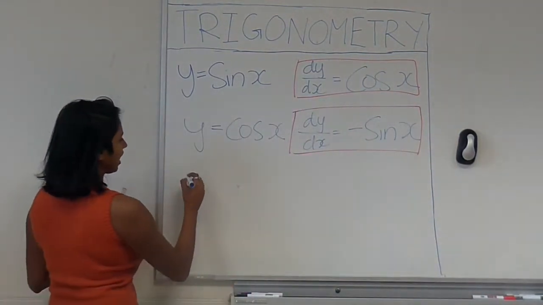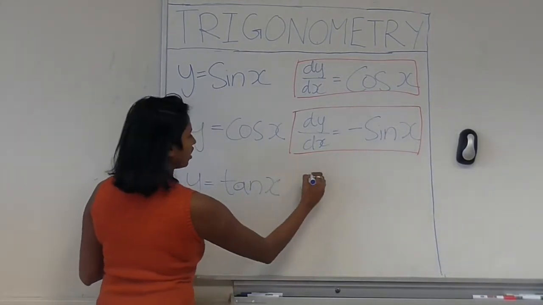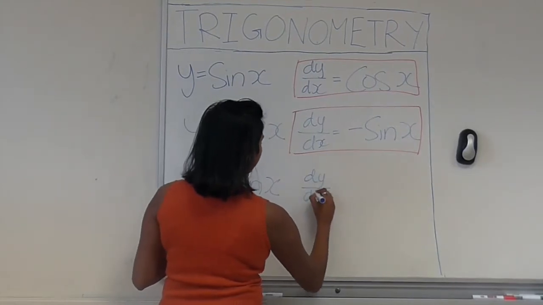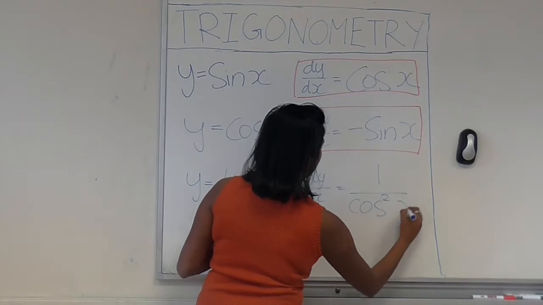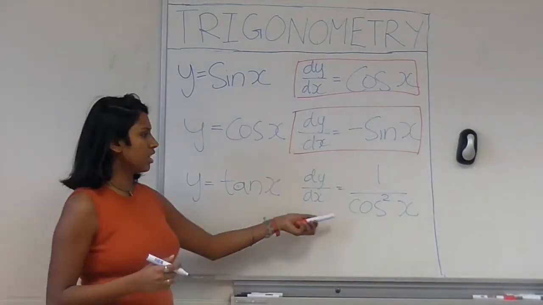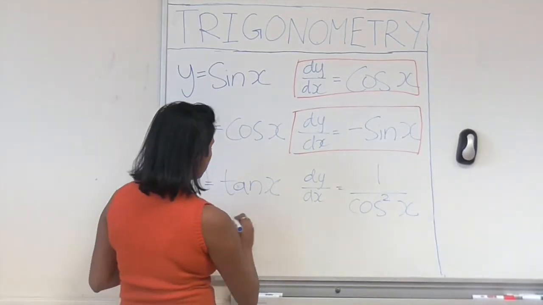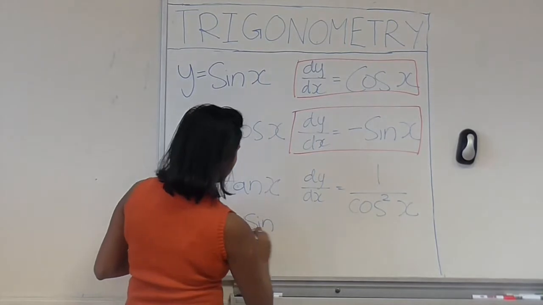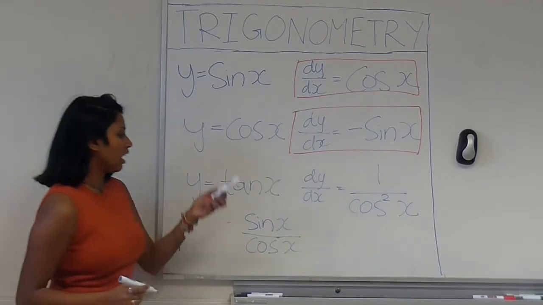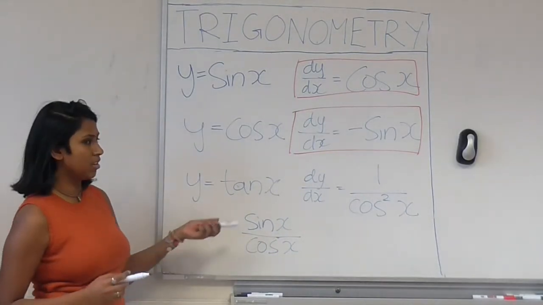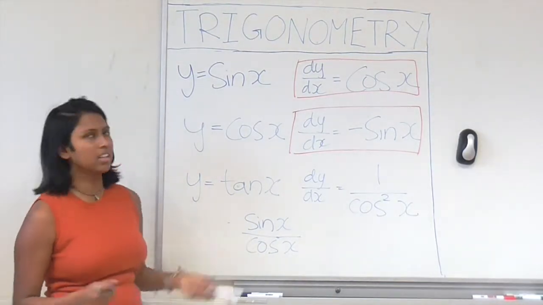And finally, if we have y equals tan x, your derivative is going to be 1 over cos squared x. And now I know this looks a little bit different, but that's because if you can remember, tan is equal to sine over cos, and so sine x over cos x, and differentiating this is different because it's a quotient of two functions, and we're going to explain how we do this in the next video.